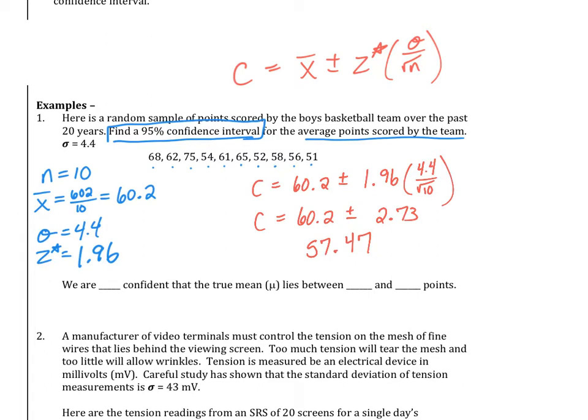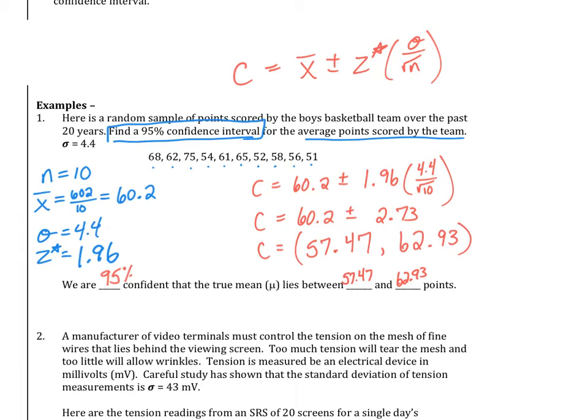And if we take 60.2 plus 2.73, you would get 62.93. So our confidence interval will be 57.47 to 62.93. And what this means is that we are 95% confident that the true mean lies between 57.47 and 62.93.